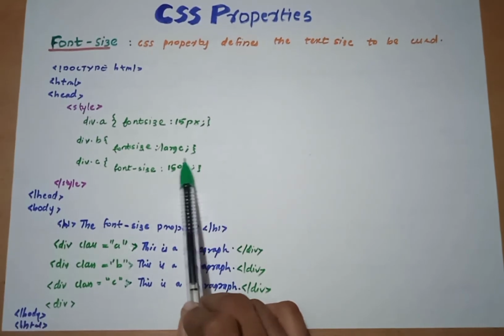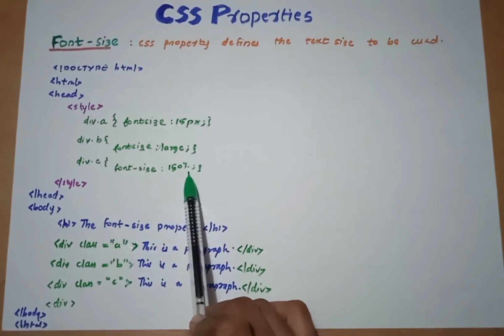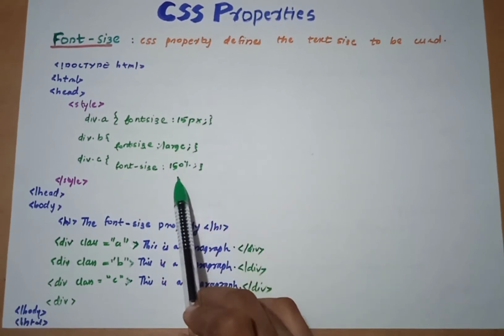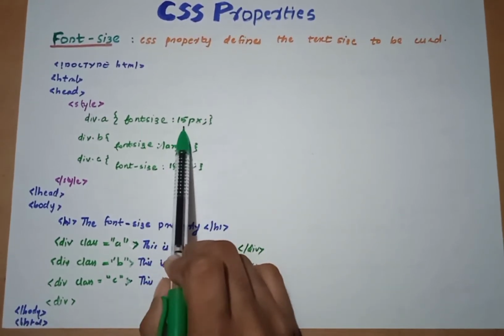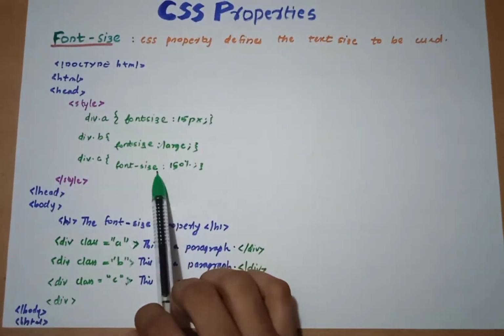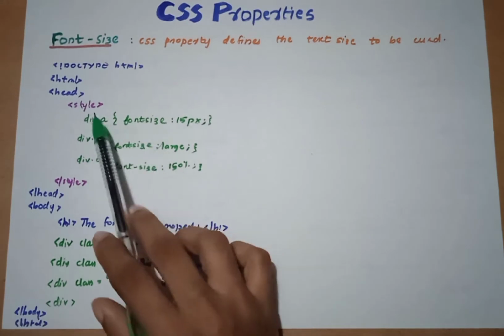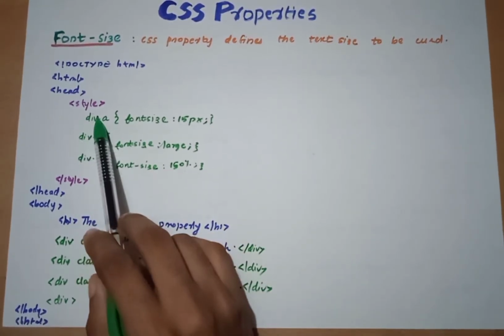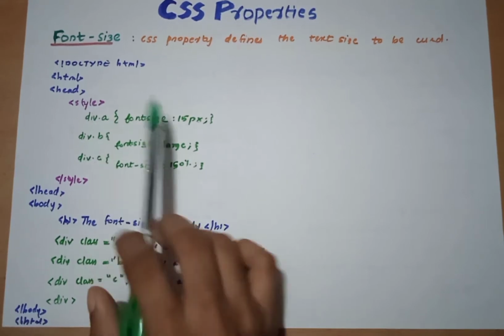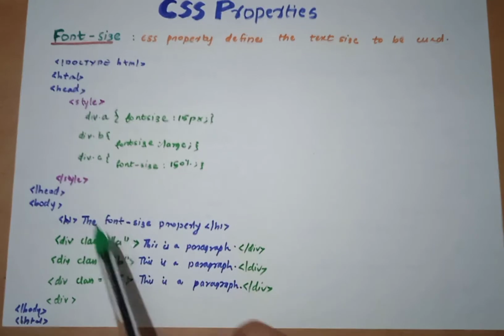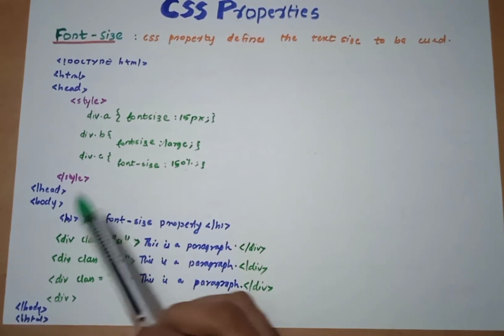And it can also be represented using percentage values. So this is the normal way to add values to the font size property in CSS. We also covered what a class is. This means I have to add each of these class properties into my different divs inside the body itself. So let's see how this works.